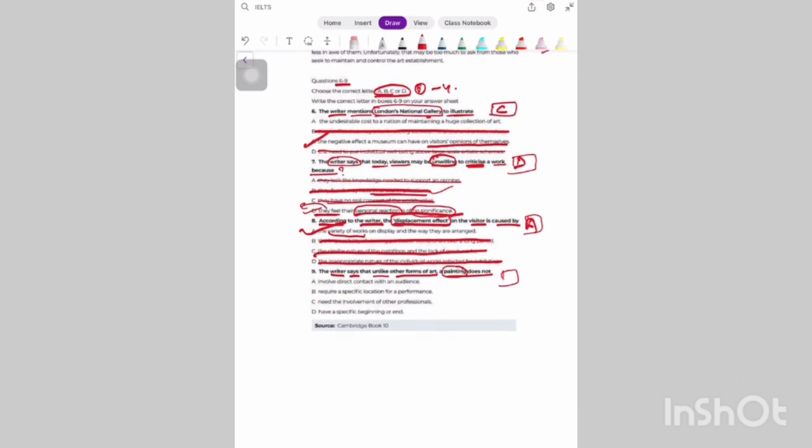So, unlike other forms of art, a painting does not involve direct contact with an audience? No. Require a specific location of performance? No. Need the involvement of other professionals? No. Have a specific beginning or end. So they say, unlike other forms of art, a painting does not, yes, very nice, have a specific beginning or end. So the correct option is option number D.